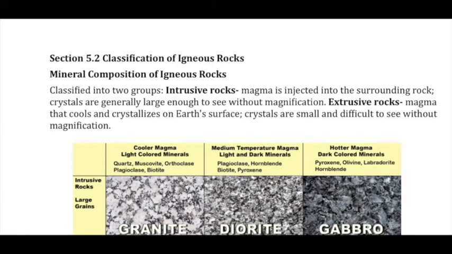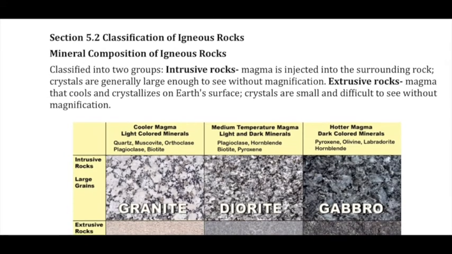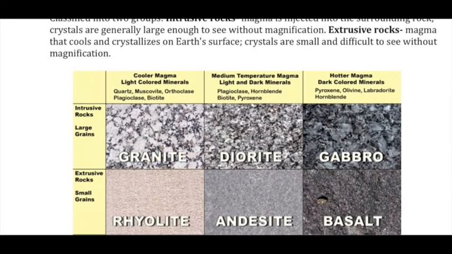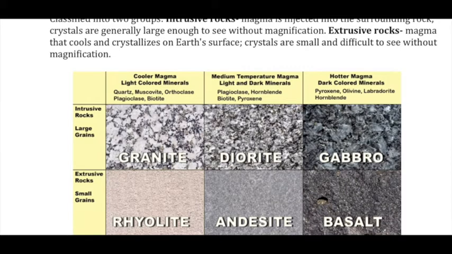That's extrusive. What you're going to see with extrusive rocks is that, since they cooled down very, very quickly, the grains or the crystals in those rocks are very, very tiny. It didn't have time for the crystals to grow.